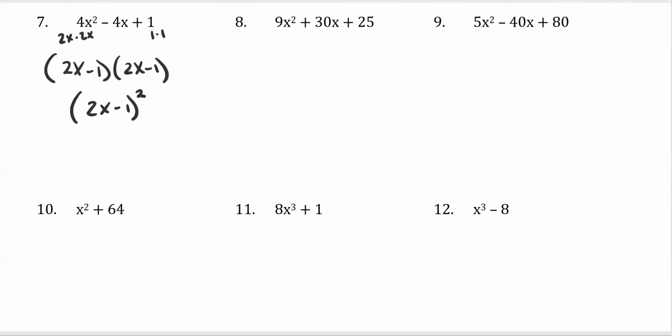Number 8. I'm definitely going to see if this follows a perfect square trinomial pattern. So I have 3x times 3x, 5 times 5. 30x is 2 times 3x times 5. So this is going to factor into 3x plus 5 squared.